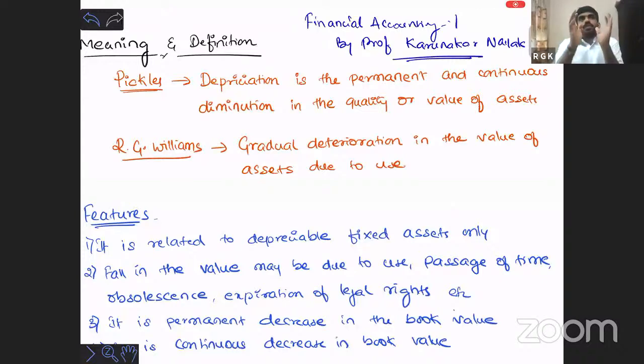That means the value of the asset which is getting reduced is shown in terms of money with the help of depreciation. So that is what Pickles tried to say. Pickles says depreciation is the permanent and continuous diminution in the quality or value of asset. And next one, R.G. Williams. What does R.G. Williams say? R.G. Williams says gradual deterioration in the value of assets due to use. Gradual deterioration. So both of these definitions are given to you in the textbook. Both of these definitions hold good.